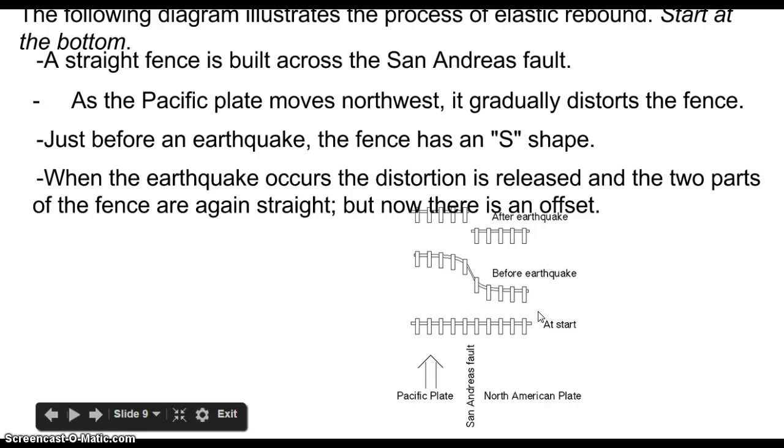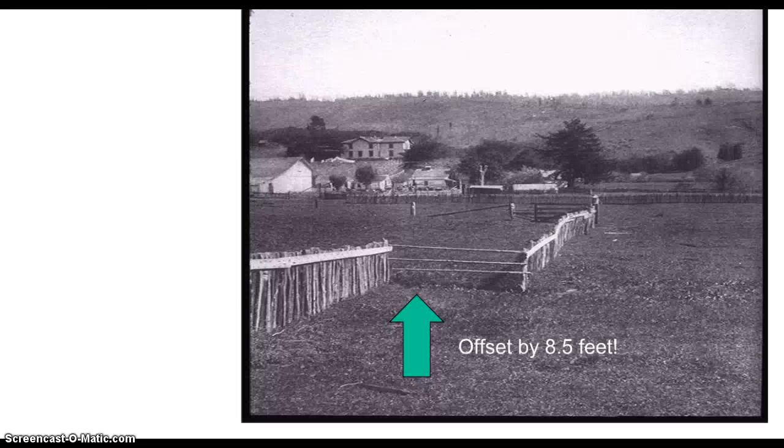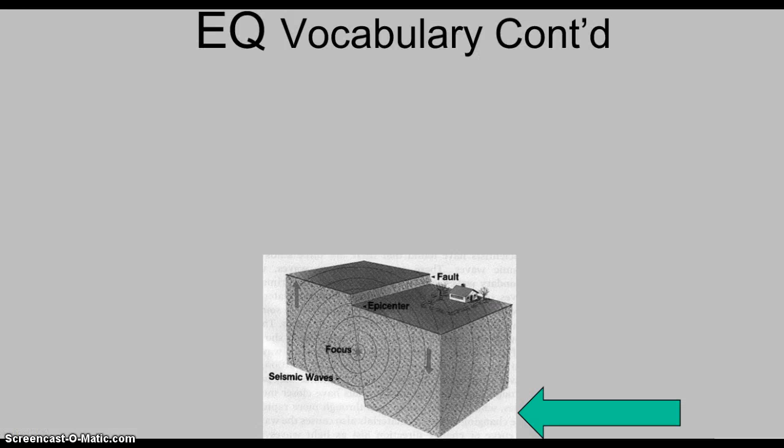When the earthquake occurred, that distortion gets released and the two parts of the fence are again straight, but they're offset. And here's a real world picture. This fence got moved 8.5 feet in one earthquake after the San Francisco earthquake.